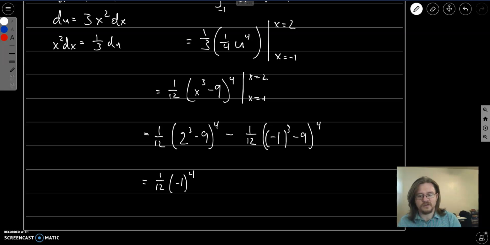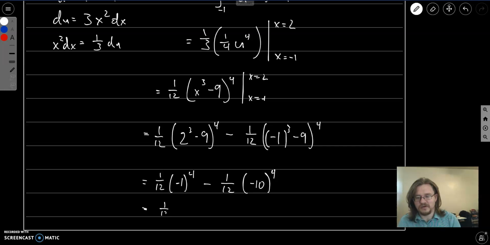So -1 to the 4th power is just 1. So the first part is going to be 1/12. And we're going to subtract. So -1 to the third power, -1 times -1 times -1 is -1. And -1 minus 9 is going to be -10 to the 4th power. So -10 to the 4th power is going to be 10,000.